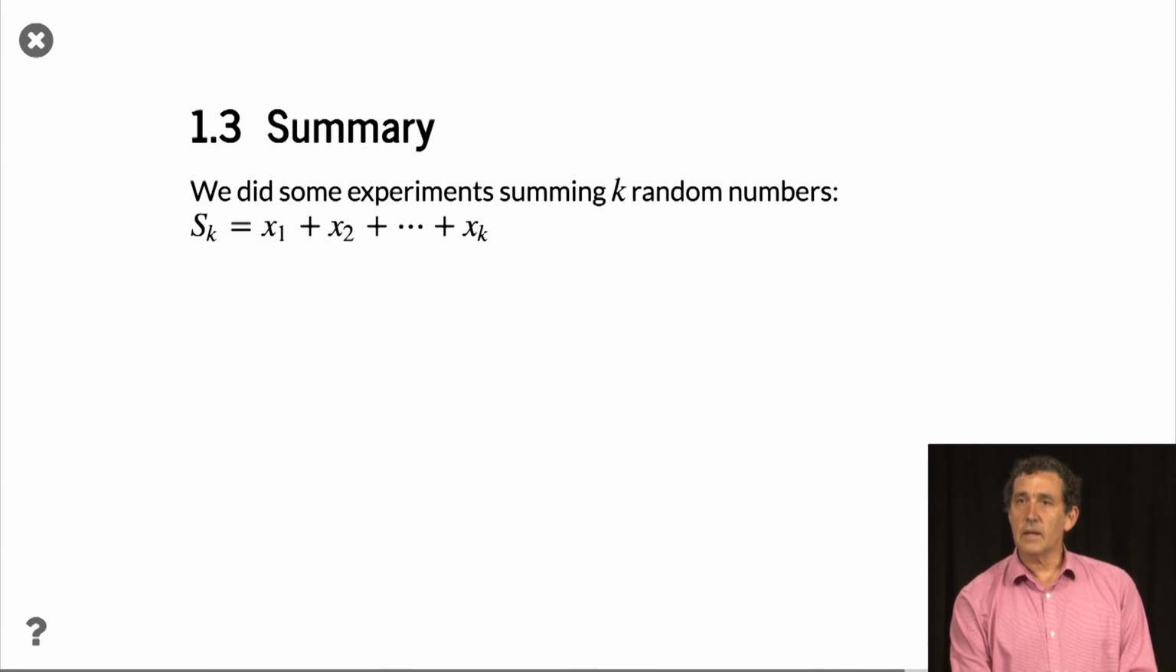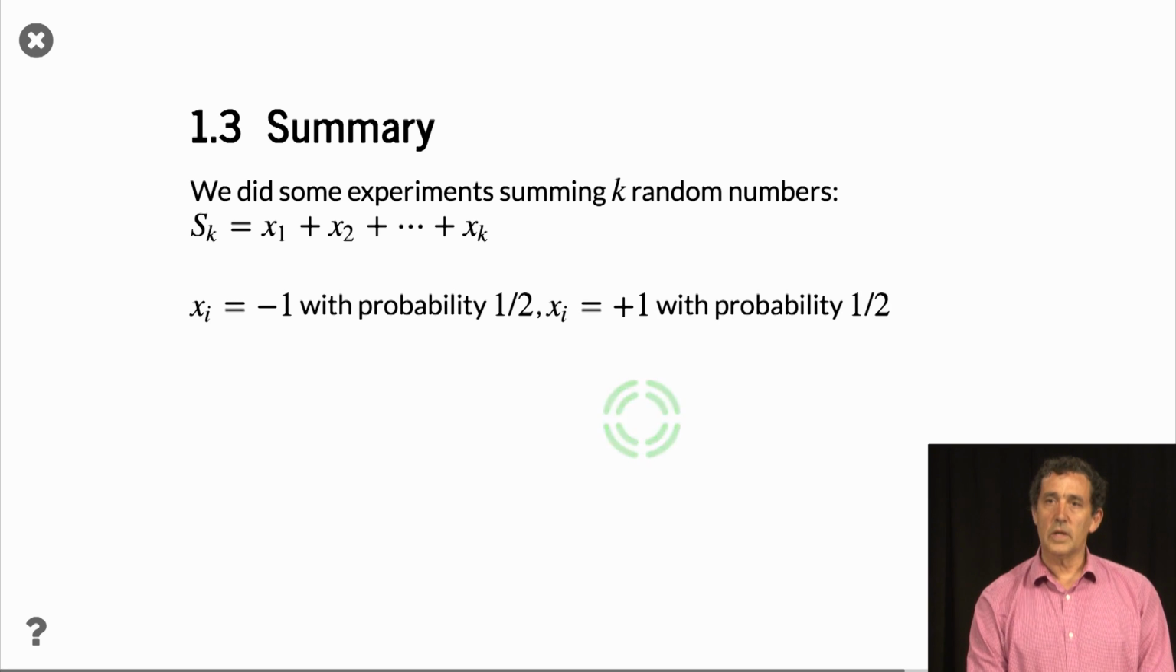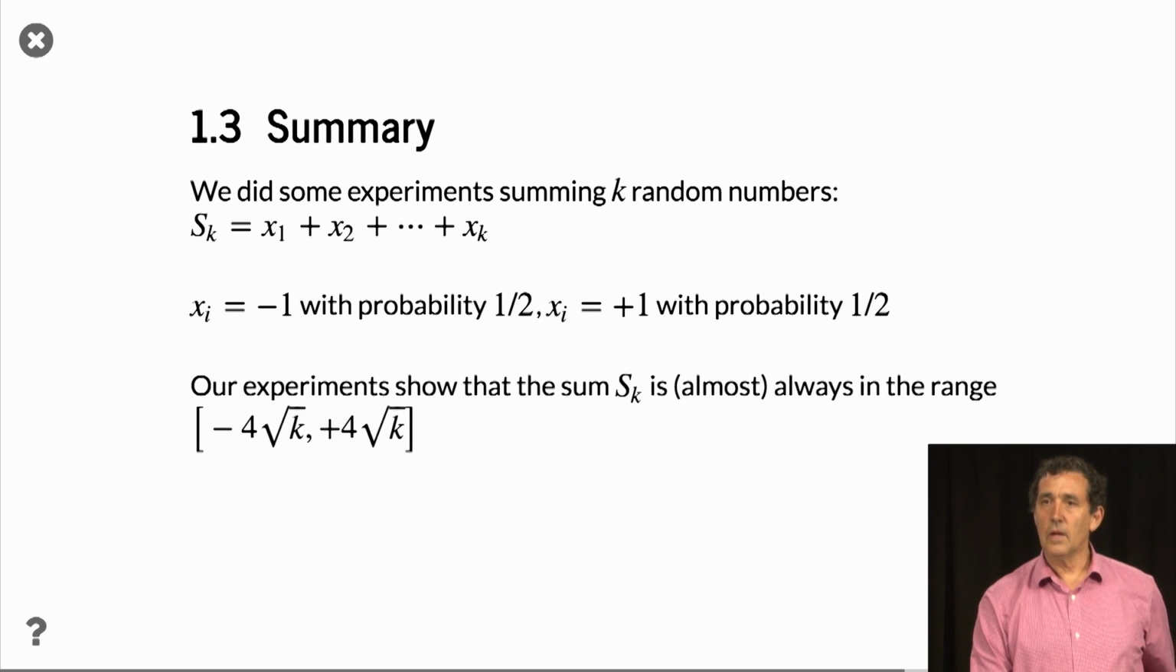Okay, so let's summarize. We did some experiments where we summed k random numbers that correspond to coin flips, with xi being minus 1 or plus 1 with probabilities half and half. And our experiments show that the sum is almost always in the range minus 4 square root of k to plus 4 square root of k.